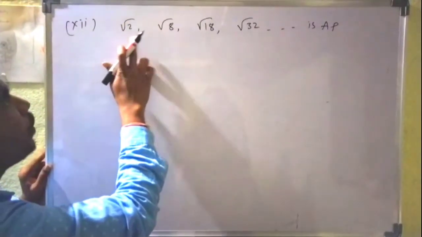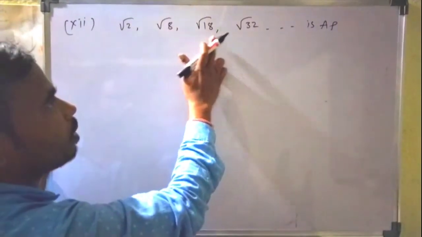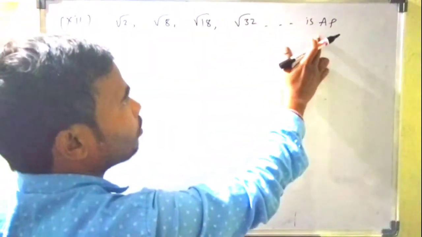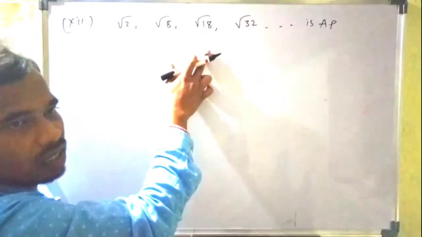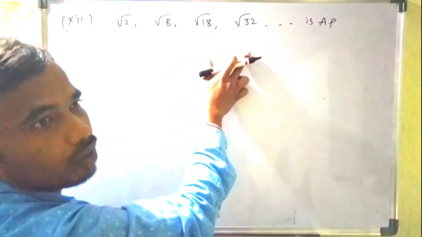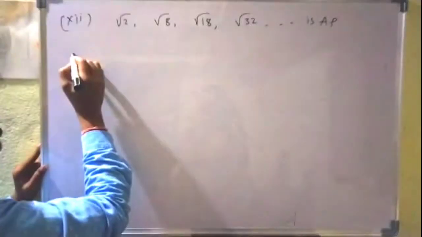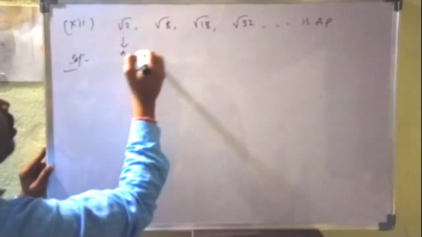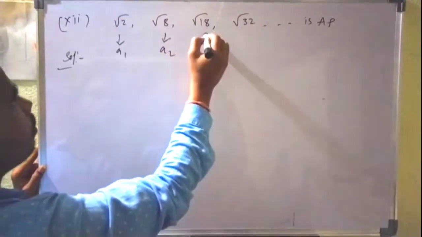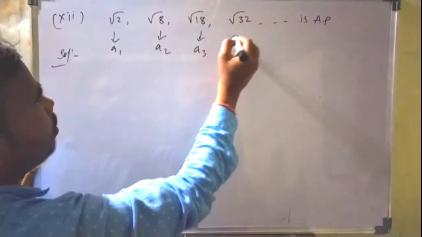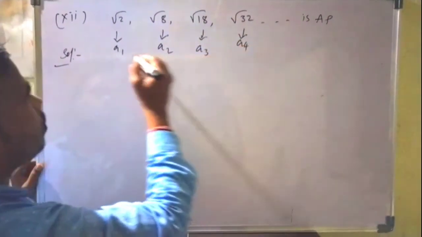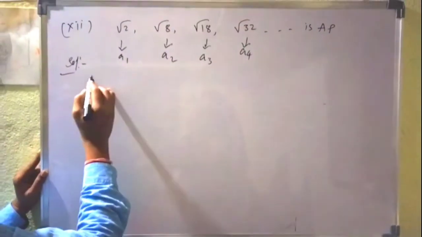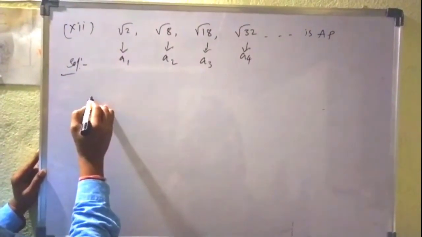This is the fifth problem also. 12th question: root 2, root 8, root 18, root 32 is an arithmetic progression. If it is an arithmetic progression, we are finding the next three terms. So first, check whether it is an arithmetic progression or not. This is the A1 term, this is the A2 term, this is the A3 term, this is the A4 term. So first find the d value.